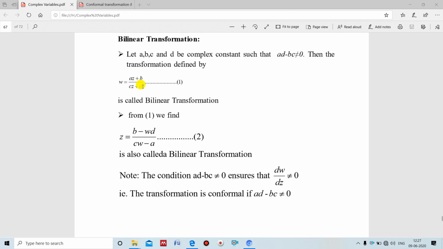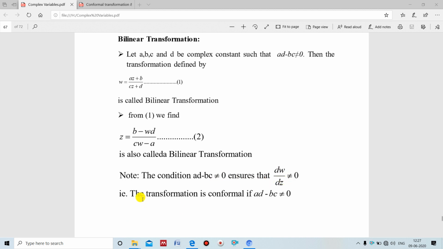It is also for W is equal to f of Z. Then both are bilinear transformations: W is equal to f of Z, and Z is equal to f of W for the function. Note, the condition is that AD minus BC is not equal to 0. Ensure that the derivative of W with respect to Z is also not equal to 0.